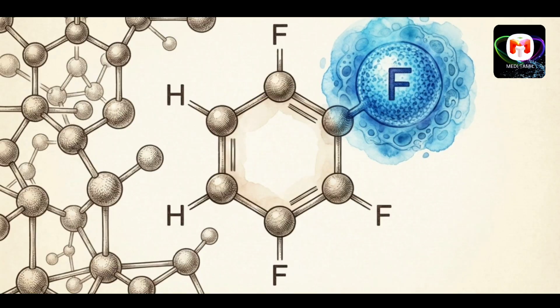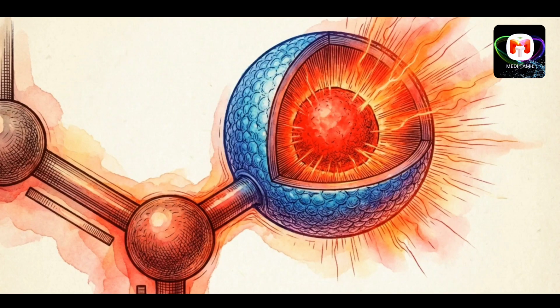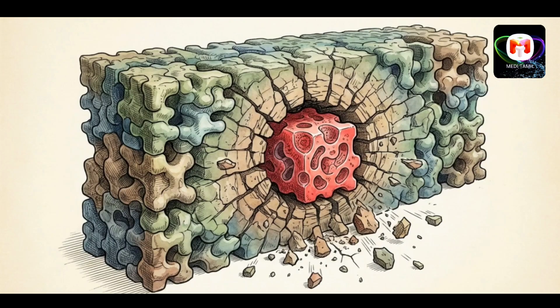The structure itself is an intentional disguise. The lethal efficacy of this drug relies entirely on molecular deception. By sneaking a sabotaged building block into the cell's foundation, the treatment turns the tumor's massive resource demands against it.